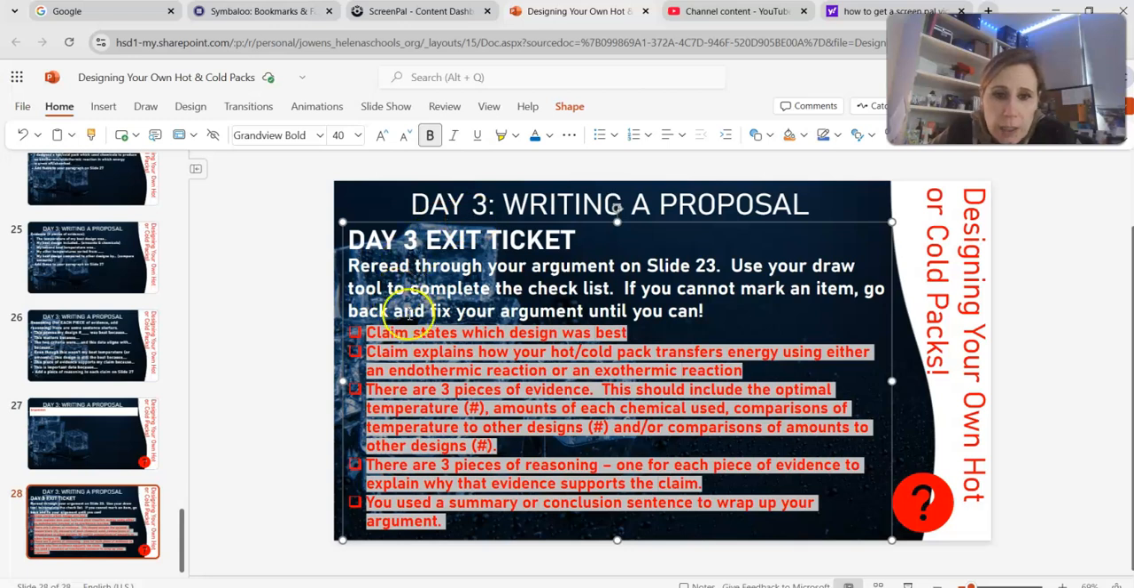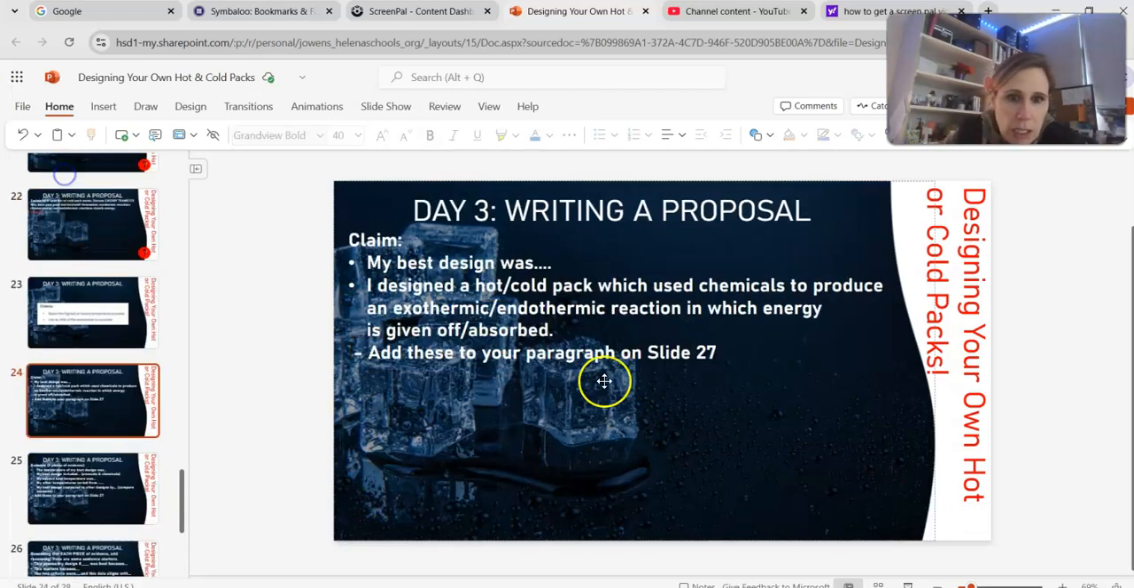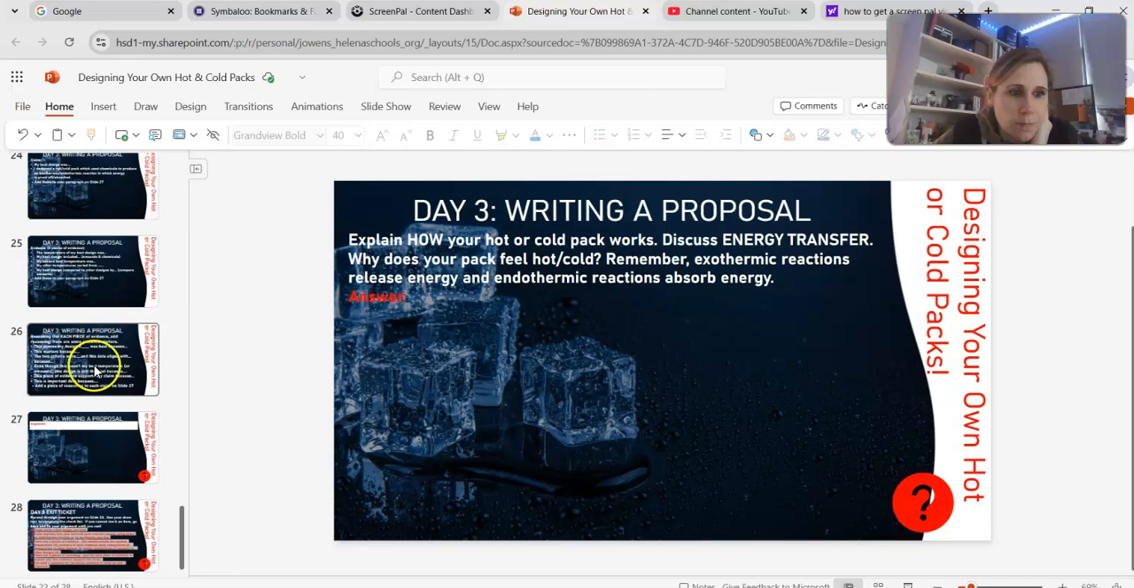So the claim states which design was best. That should be your first sentence. It should be very easy to read. They thought design 4 was the best, or whatever the case is. The claim explains how your hot or cold pack transfers energy using either an endothermic or exothermic reaction. So again, you're going to talk about that with your claim as well. I designed a hot or cold pack which uses chemicals to produce an endothermic or exothermic reaction in which energy is either given off or absorbed. So kind of explain what you guys framed out on slide 22.